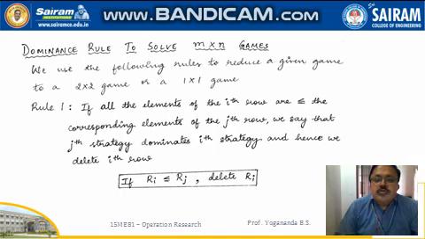Now the dominance rule to solve m by n games. So here the dominance rule is saying that if all the elements in any particular row are greater than the elements in any other row, then we keep the row which is giving more points to player A and discard the other rows by eliminating them one by one.